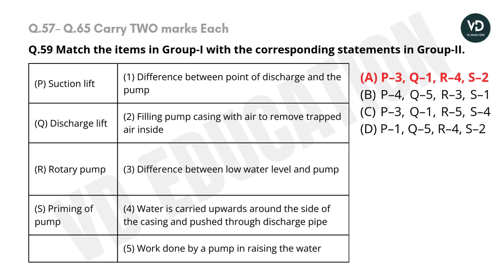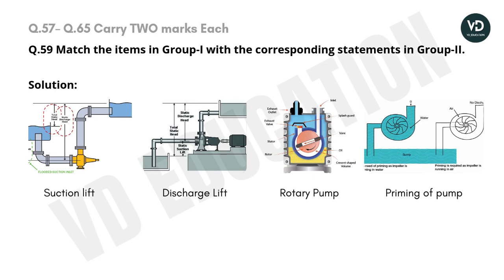pump, second is filling the pump casing with water to remove trapped air inside, third is the difference between the low water level and the pump, fourth is the water is carried upward around the side of the casing and pushed through the discharge pipe, fifth is the work done by the pump in raising the water. For the answer they have provided 4 options and the correct option is A. In this slide we can see the items and their functions in a diagram.